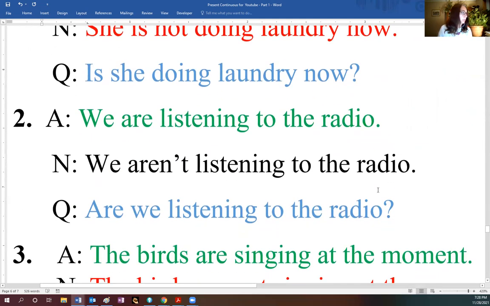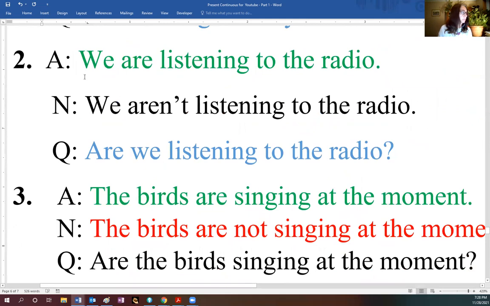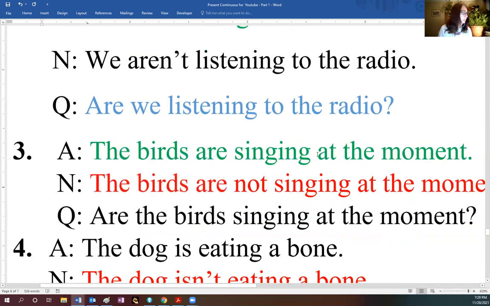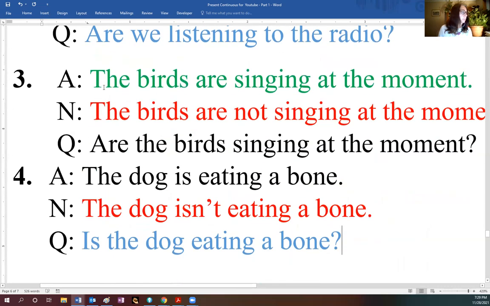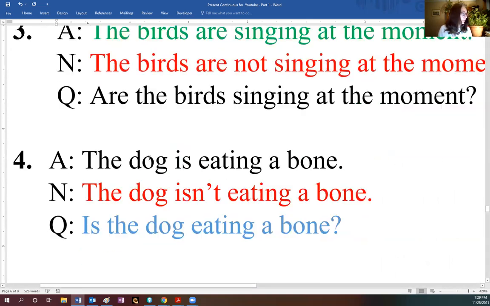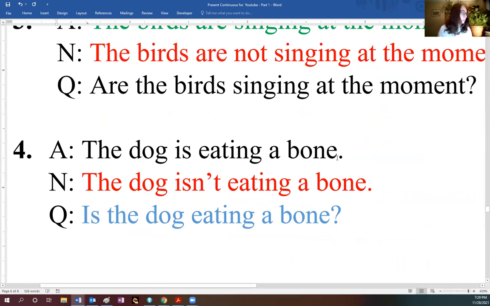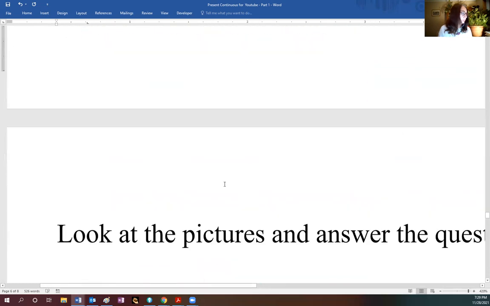Okay, this is for number 2. We are listening to the radio. We aren't listening to the radio. Are we listening to the radio? Number 3, the birds are singing at the moment. The birds are not singing at the moment. Or are the birds singing at the moment? And number 4, the dog is eating a bone. The dog isn't, or is not, eating a bone. And is the dog eating a bone?